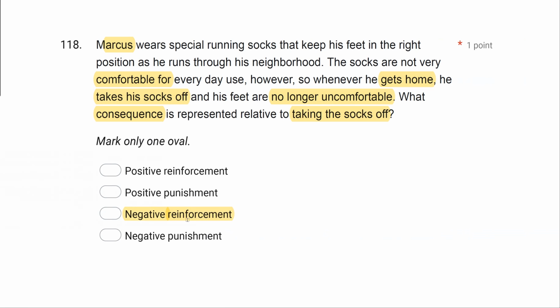Consequence questions are as straightforward as that. Are you adding something or removing something? Is the behavior increasing or decreasing? Put them together, and you've got your answer.